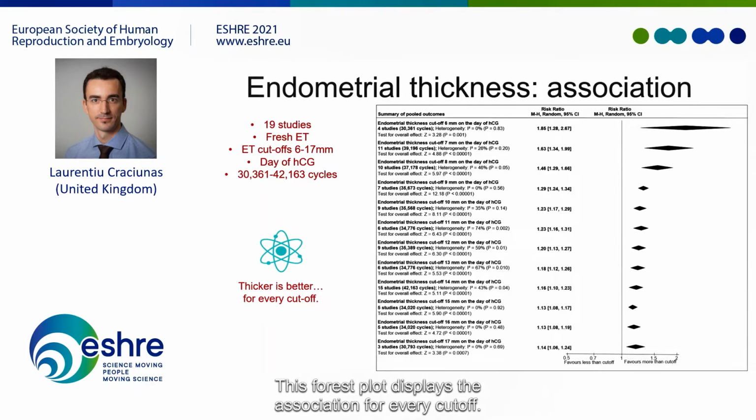This forest plot displays the association for every cutoff, again, less of the cutoff versus more of the cutoff. We can see that thicker endometrium is better for every cutoff, with the largest difference for thin cutoffs of 6, 7, or 8 millimeters, and less significant difference for higher cutoffs. What does it mean in practical terms? Women who have an endometrial thickness of less than, say, 6 millimeters are less likely to have a clinical pregnancy compared to those who have a thickness higher than 6 millimeters. Same goes for 7 millimeters, 8 millimeters, and so on until 17 millimeters. The more the better for every cutoff.